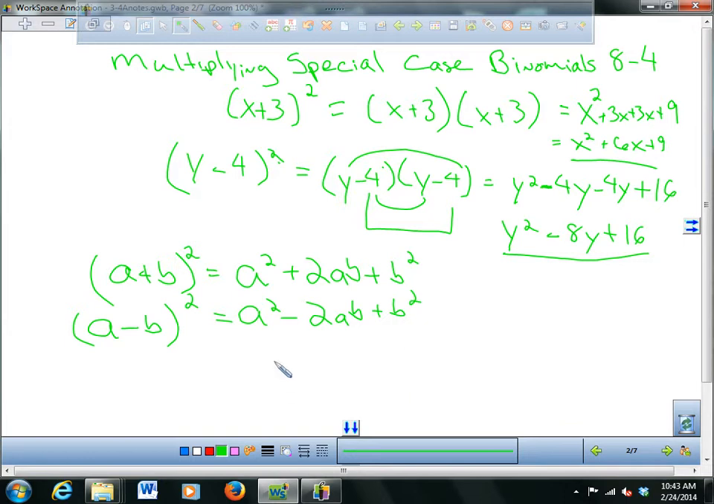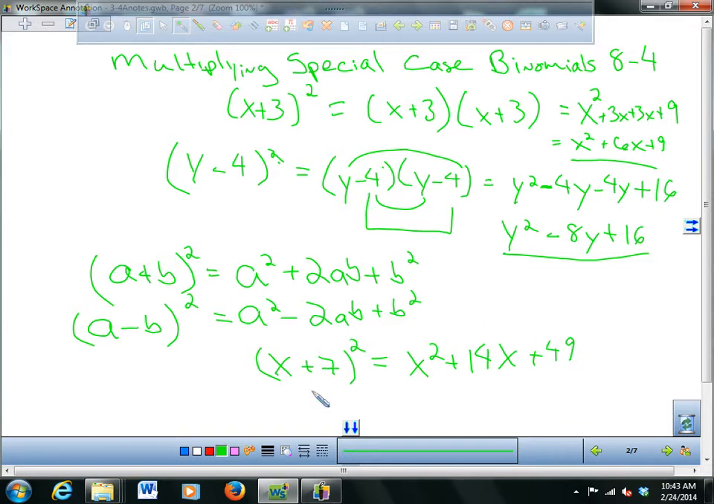So what if I wanted to do x plus 7 squared? Who can tell me what that is without FOILing it out? What's the first thing, squared? X squared. And then I have to go 2 times this times this. What's 2 times 7? 14 times x, right? Because it's 2 times 7 times x, which is 14x, plus 7 squared. What's that? 49. See the shortcut there?